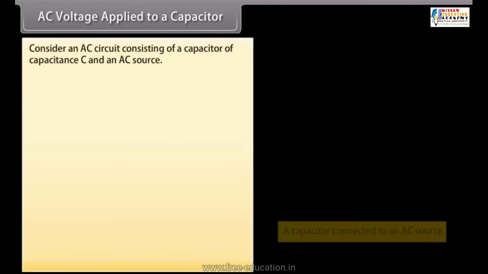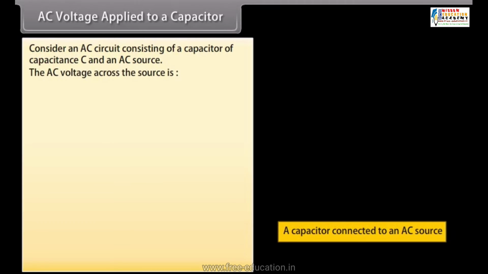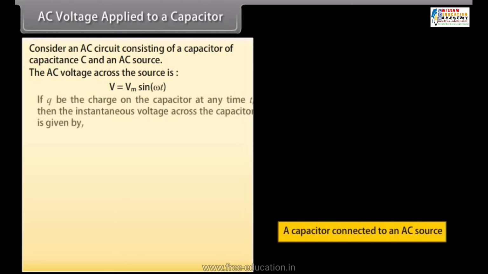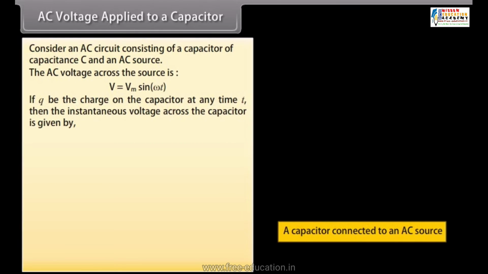AC voltage applied to a capacitor. Consider an AC circuit consisting of a capacitor of capacitance C and an AC source. The AC voltage across the source is V equal to Vm sin omega t. If Q be the charge on the capacitor at any time t, then the instantaneous voltage across the capacitor is given by Vc is equal to Q divided by C.